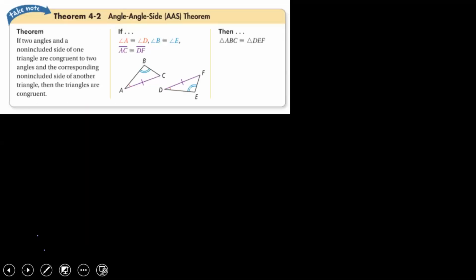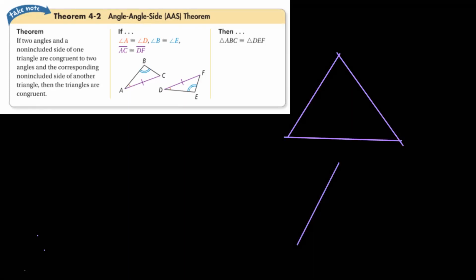Now, let's go to the theorem. Here, it's a theorem. It's not a postulate. What does it mean by theorem? That I need to prove that this theorem will work. Let's say angle, angle, side. If you have two angles and a non-included side, I mean if you have this triangle and this triangle too, and this angle is congruent with this angle, and this angle is congruent with this angle, and this side is congruent with this side. Look at the side here. Is it included between the two angles?